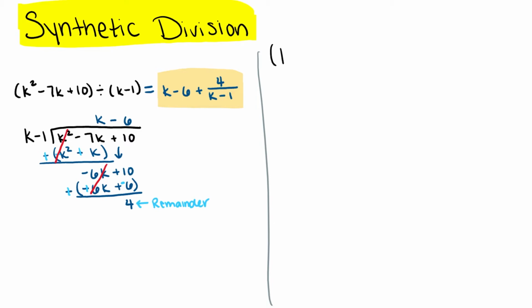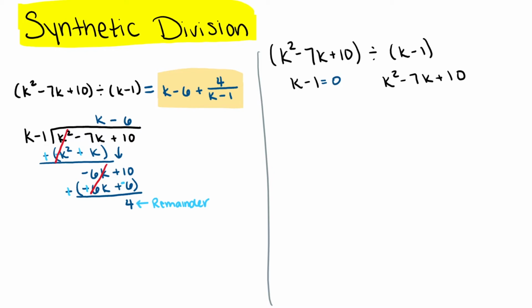First thing we want to do is rewrite our divisor and our dividend so that we can identify the components we need to do synthetic division. We'll take our divisor, k minus 1, and set that equal to 0 and solve for k. Then we'll look at our dividend and find the coefficients of each term. In this case, our k is equal to 1, and our coefficients are 1, negative 7, and 10. So let's set up our synthetic division.